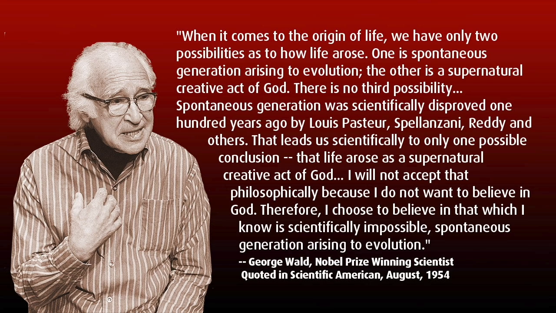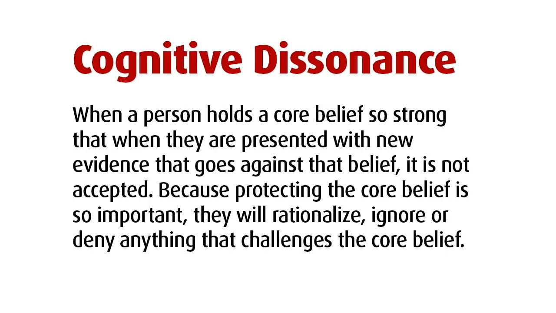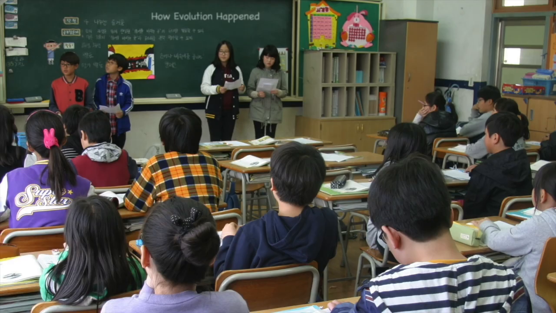Now, at least he's honest about it. He doesn't want to believe in God, so he remains an evolutionist. But the evidence he knows shows it's not viable. Now, we've talked about this principle before, cognitive dissonance. When a person holds a core belief so strong that when they are presented with new evidence that goes against that belief, it is not accepted because protecting the core belief is so important. They will rationalize, ignore, or deny anything that challenges the core belief.